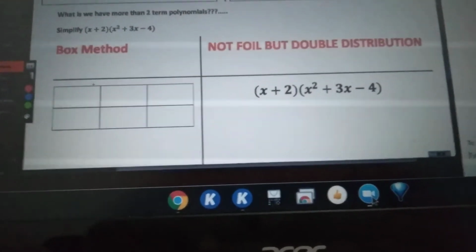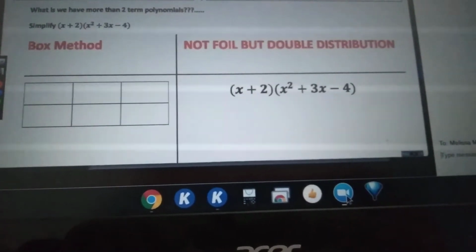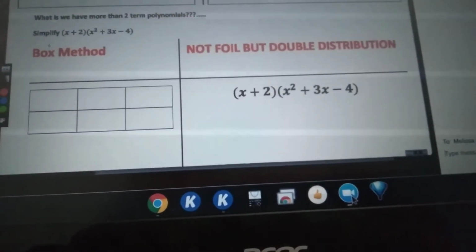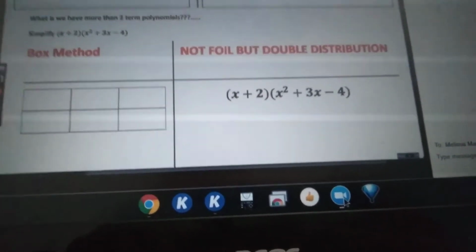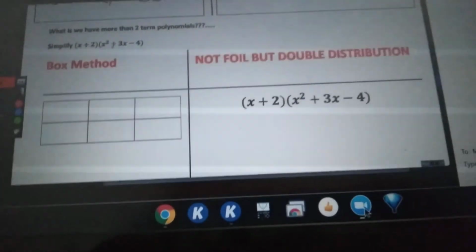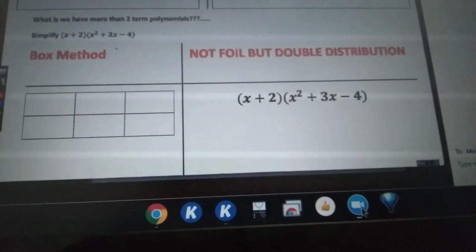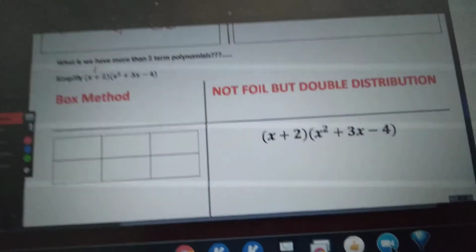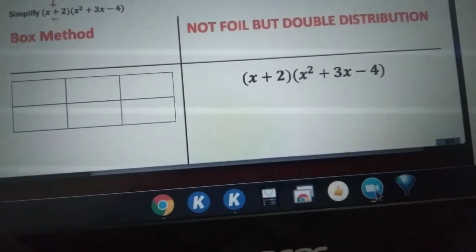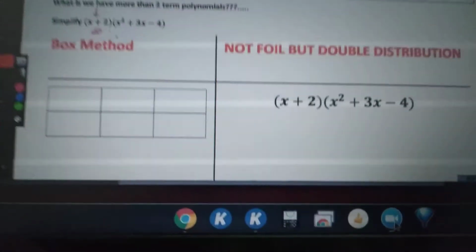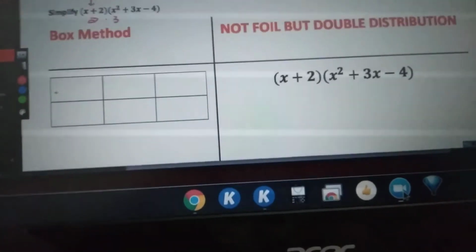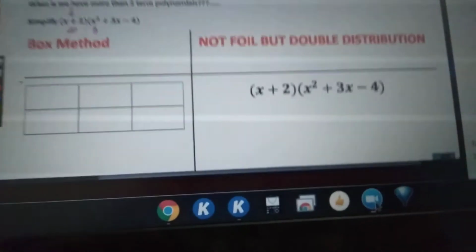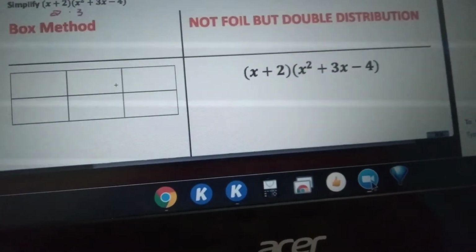Miss, you said the box method is for 2 by 2. Hold on here. I've got a binomial multiplying a trinomial. Oh my gosh. How do I do this? It's easy. The first binomial, this is 2 terms, times that by how many terms? 1, 2, 3. 2 by 3. So I've created now a 2 by 3 box.